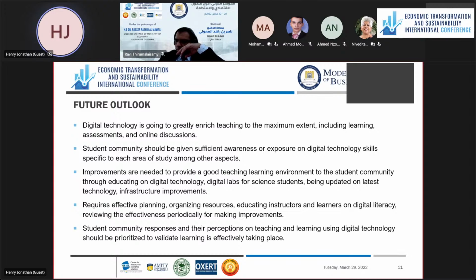So for the student community, how this can be taken forward is that students should be given more awareness, or I would say exposure, to digital technology, because some of the students have expressed their concern that they are not very familiar with some of the applications. So this has to be concentrated on by the institutions. Improvements should be provided in providing very good infrastructure facilities to the students.